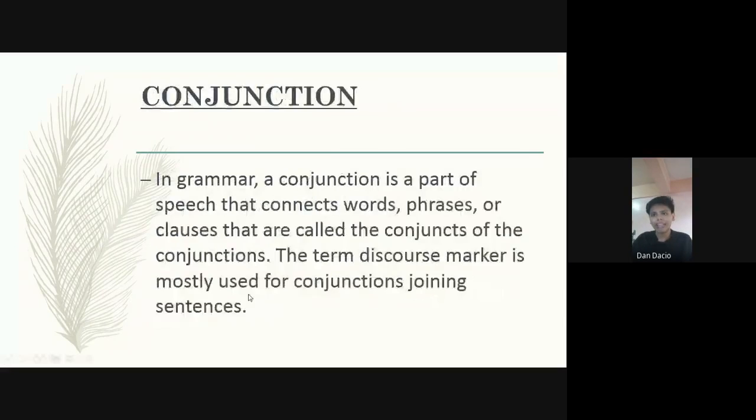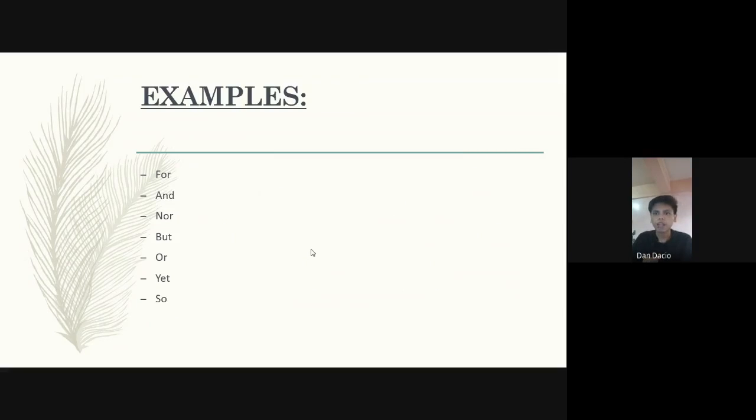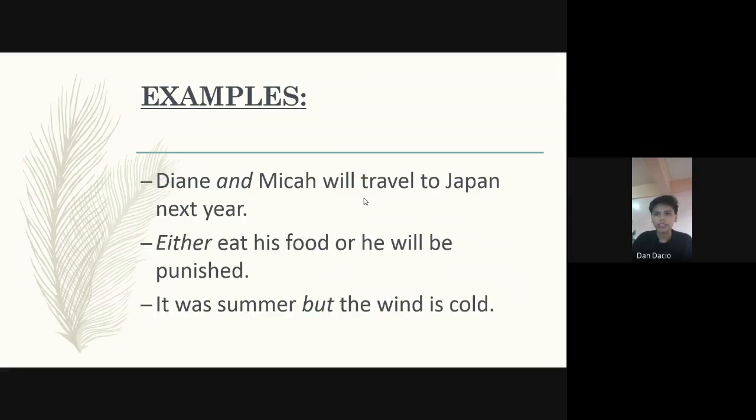Okay. So next is conjunction. In grammar, a conjunction is a part of speech that connects words, phrases, or clauses that are called the conjuncts of the conjunctions. The term discourse marker is mostly used for conjunctions joining sentences. So conjunction refers to connecting words, and these are the examples of conjunctions: for, and, nor, but, or, yet, so. So in order for us to understand, let's try to use it in a sentence.